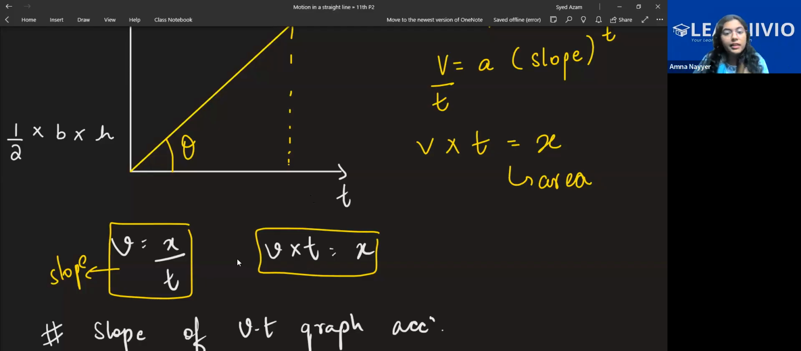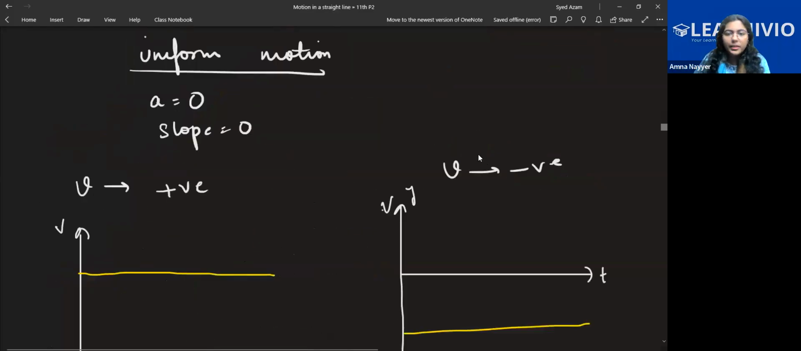You will have work done, and there you have lots of graphs in this class only. Work, energy and power is a chapter, and from there you have lots of graphs. Okay, so please start writing from here.